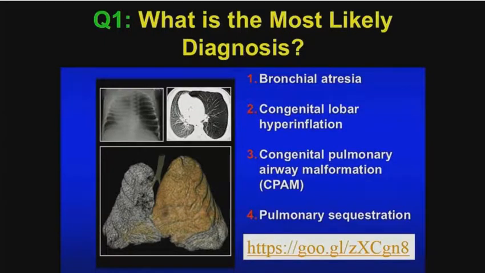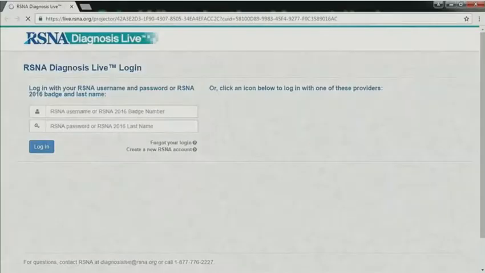Could that be bronchial atresia? Could that be congenital lobar hyperinflation? Or could that be congenital pulmonary airway malformation, also known as CPAM? Or could that be pulmonary sequestration? And time for you to vote. So one of these 4 choices is a correct answer.